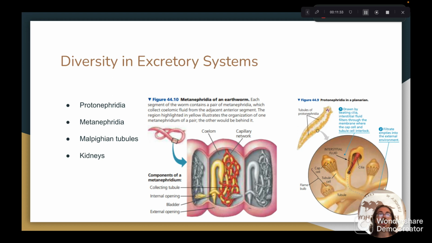The metanephridia are excretory organs found in pairs in each segment of segmented worms, or annelids, that facilitate the excretion of waste products and serve to balance water uptake from their damp environments.